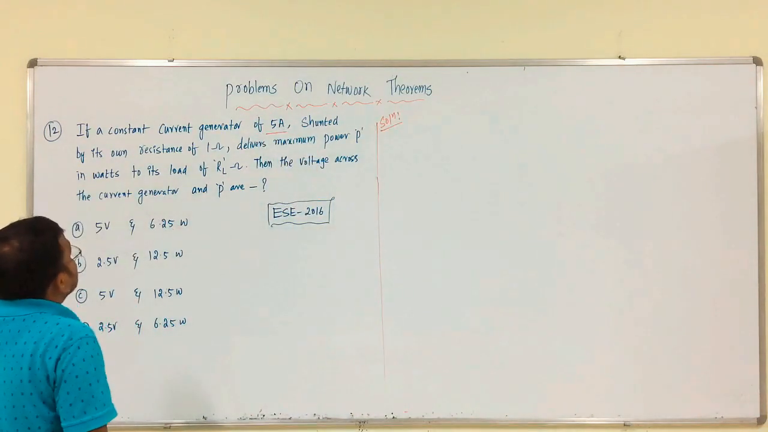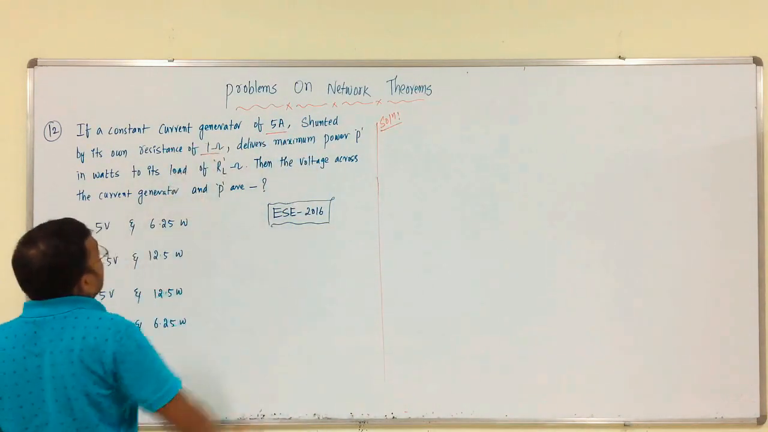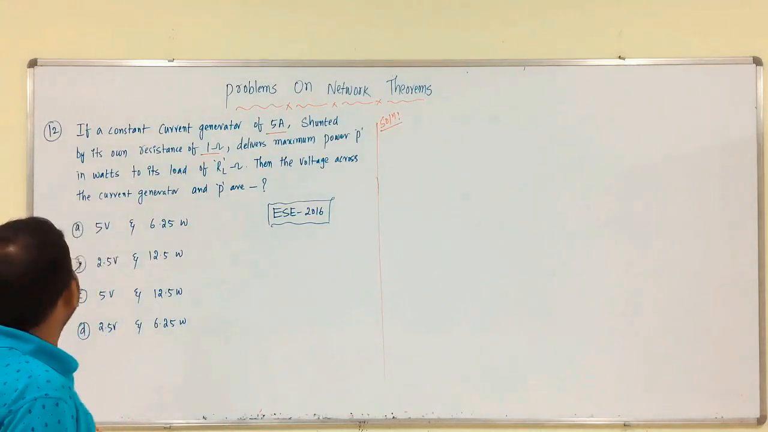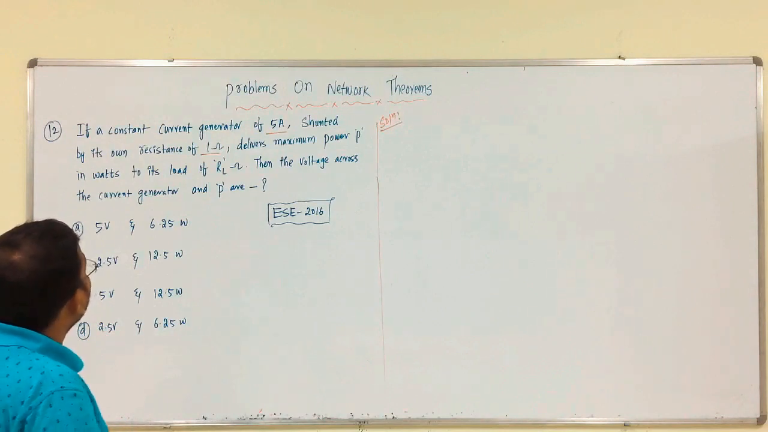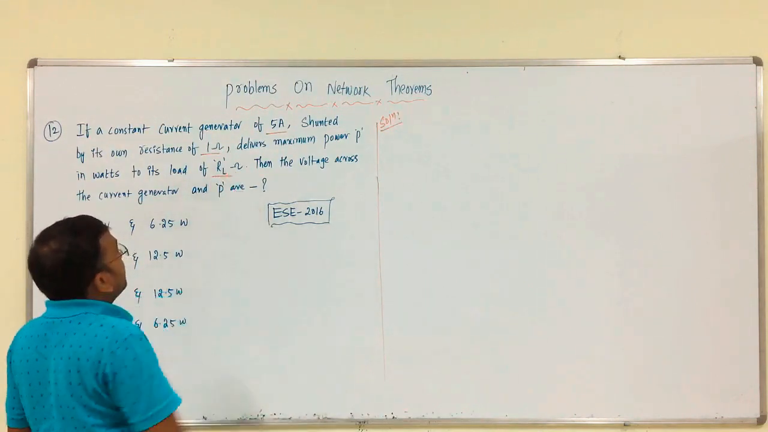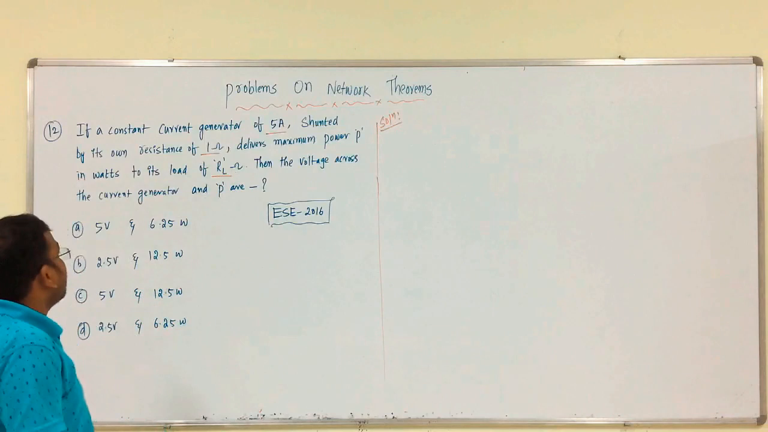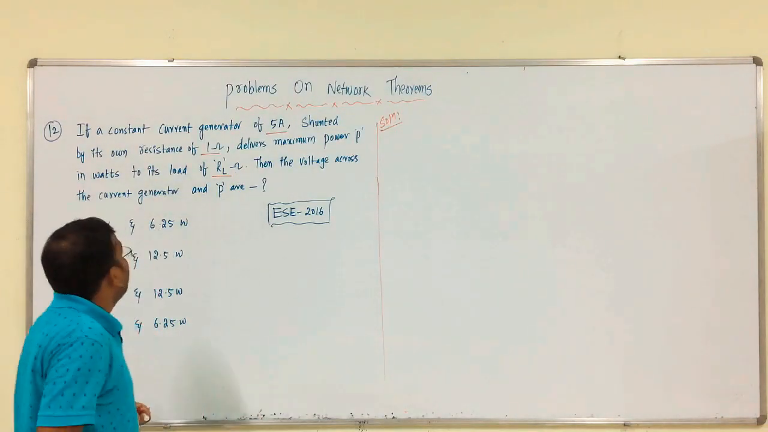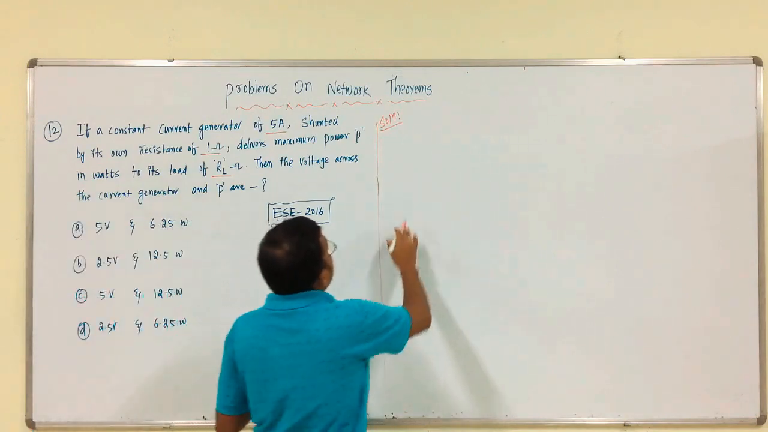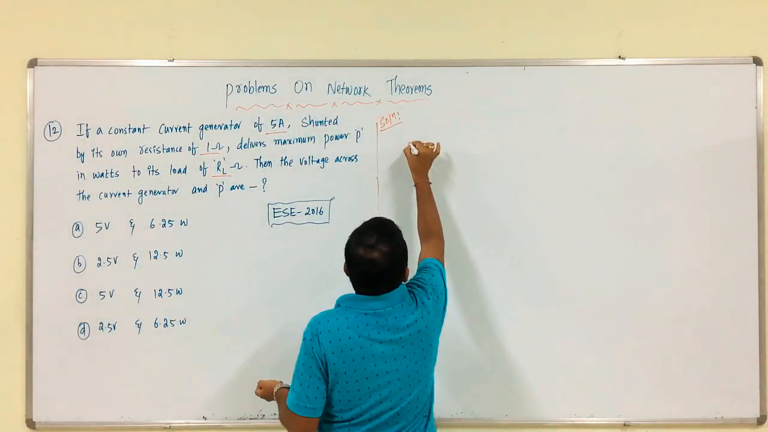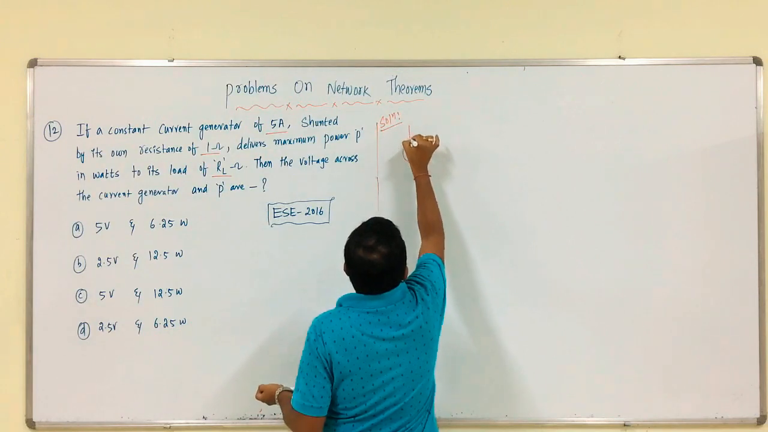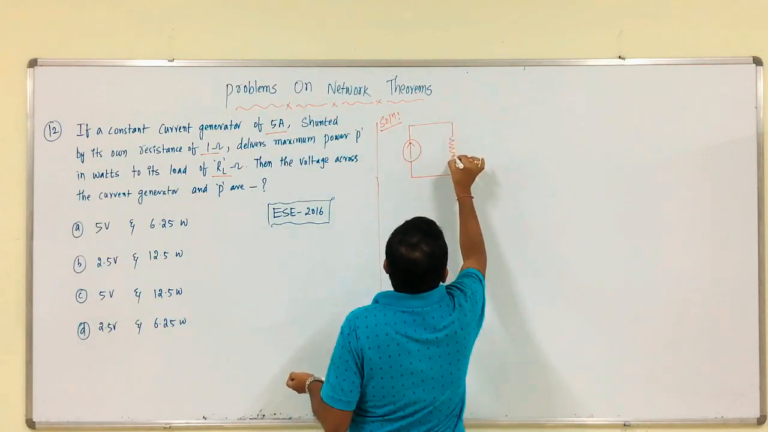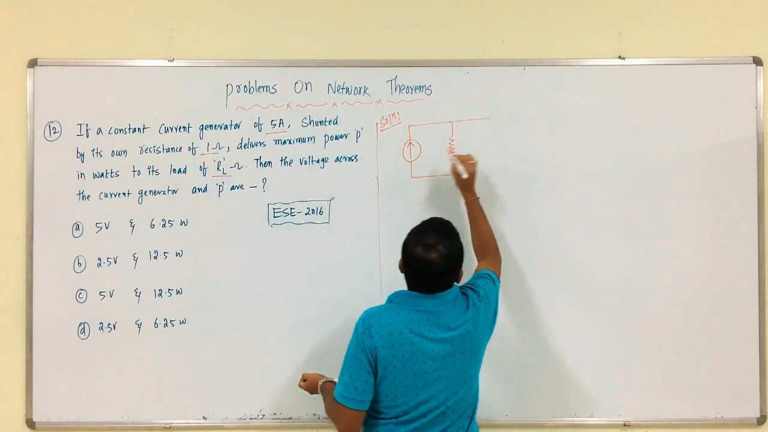Next problem is, if a constant current generator of 5 amperes shunted by its own resistance of 1 ohm, this is the internal resistance of this current generator, delivers maximum power P in watts to its load of RL, right? Then we have to calculate the voltage across the current generator and P. The circuit becomes, simply it is Norton's equivalent circuit, that is it. The internal resistance of this current generator.